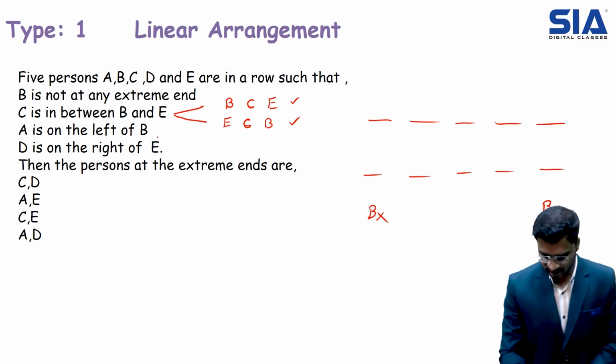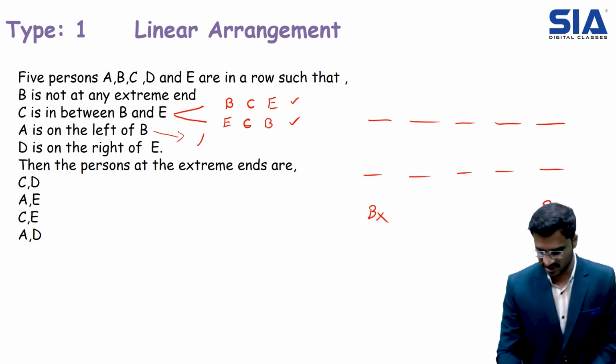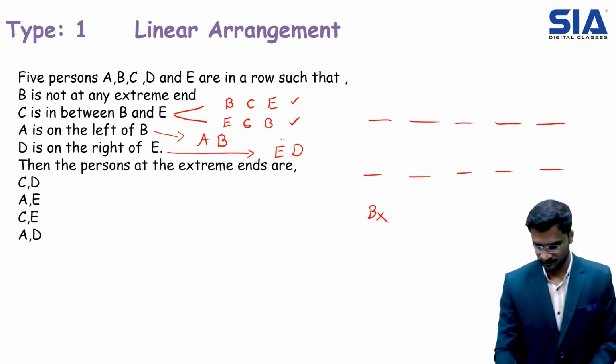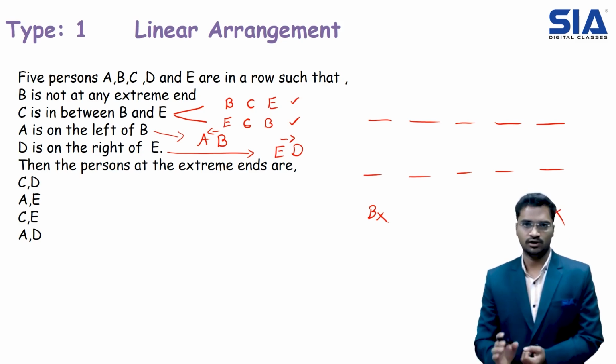Now coming to the next statement, which says A is to the left of B. So the person A is to the left of B, and the last statement says D is to the right of E. So D is to the right of E and A is to the left of E. So let us arrange this in our blanks.